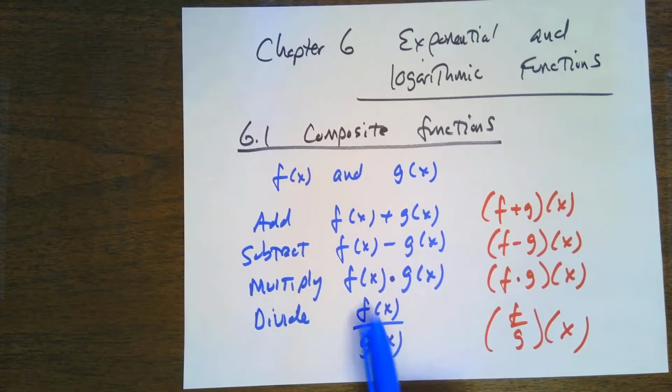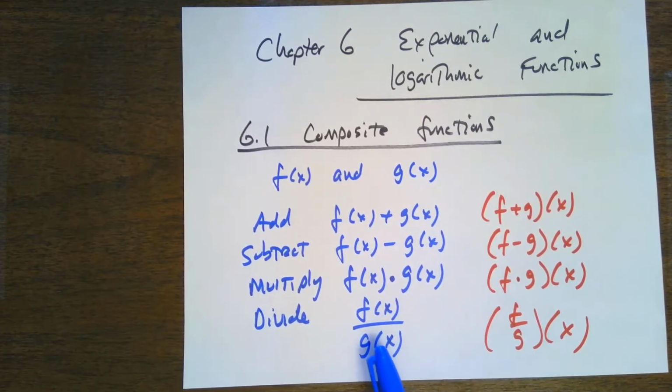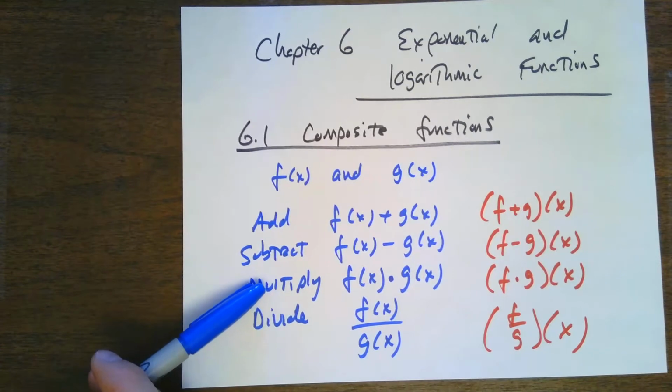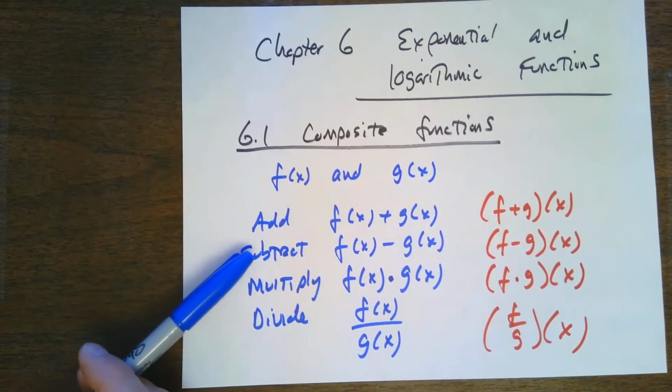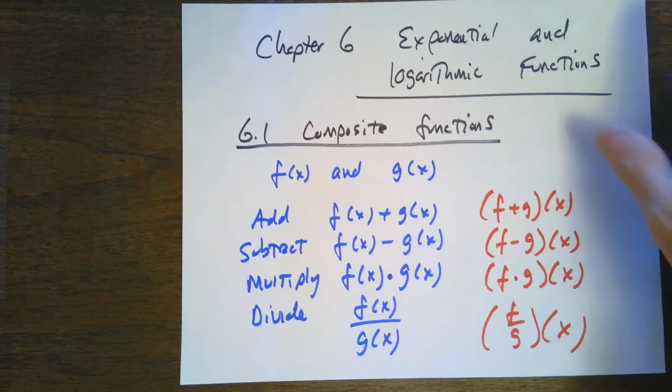Does order matter for multiplying? Is f times g of x the same thing as g times f of x? Yes. Dividing, is it the same? F over g of x or g over f of x, the quotient, would be different. So for the sum and product, it really doesn't matter. You're going to end up with the same final function, but difference and quotient does matter. Now these are ones that we've talked about and seen before, but here comes the new one, composite functions.